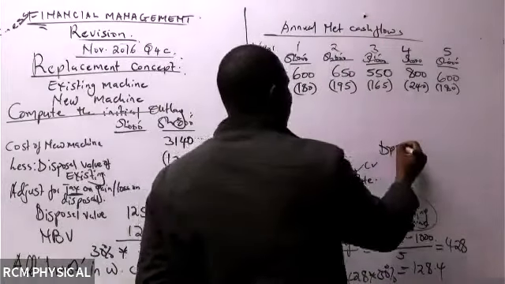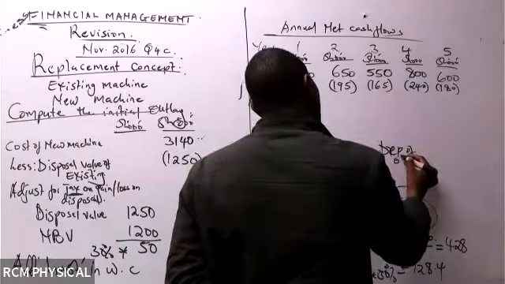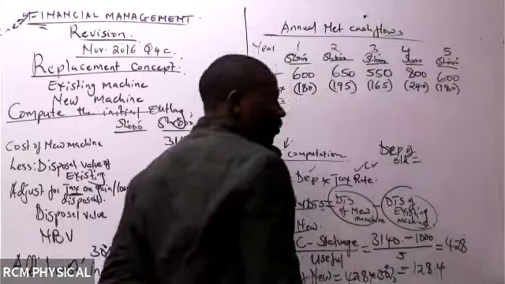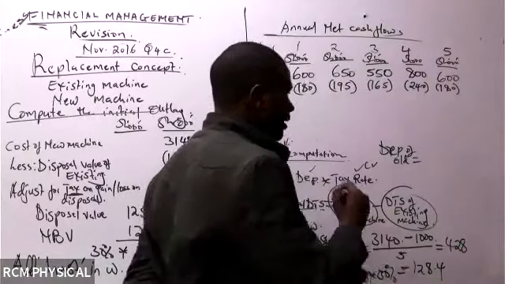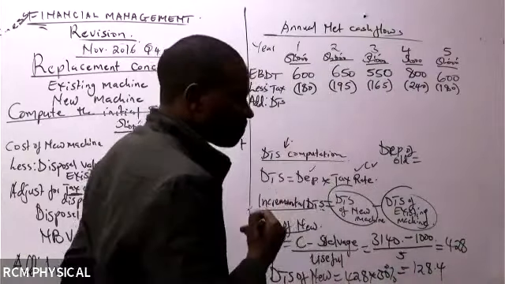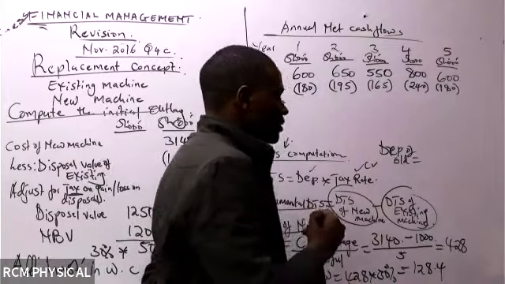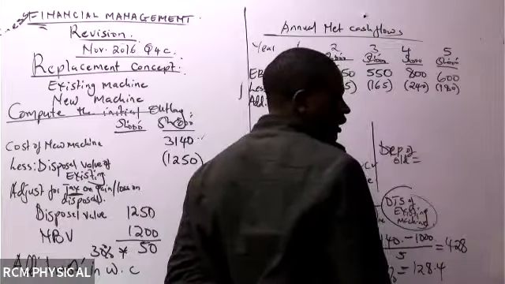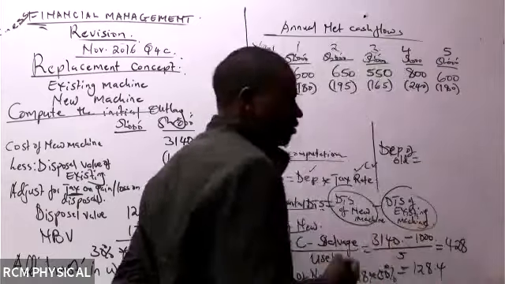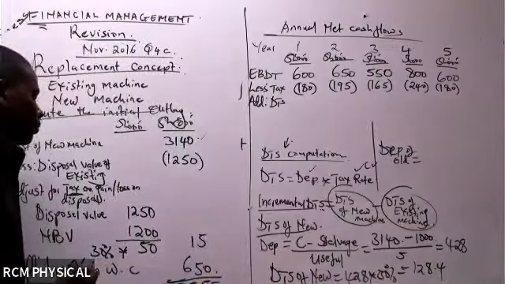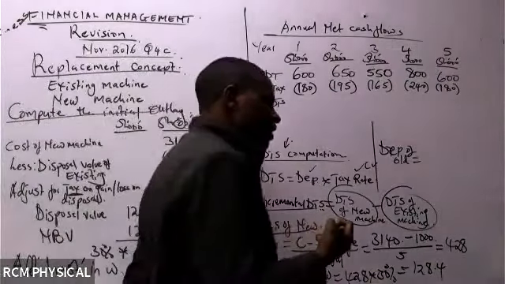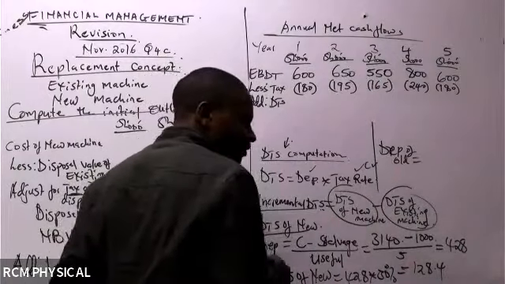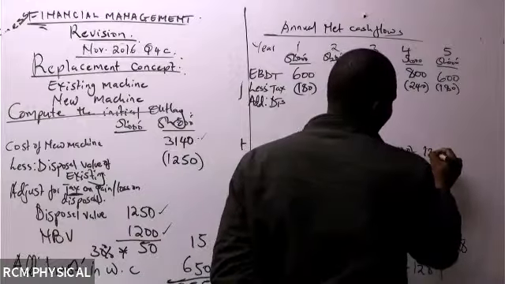Now the DTS of our existing machine. What is the cost of our existing machine? Not the depreciation, but the cost. Which cost are we going to use? Is it the net book value or the disposal value? We use the net book value.